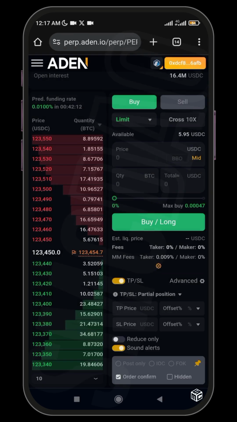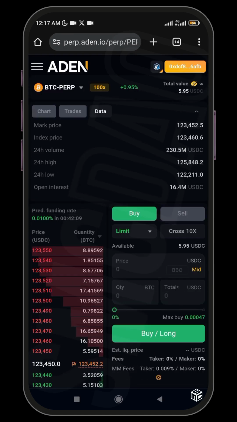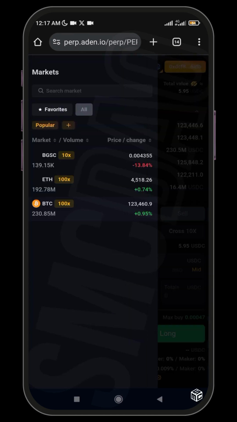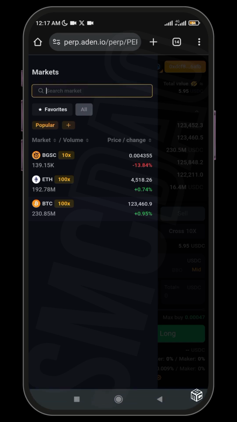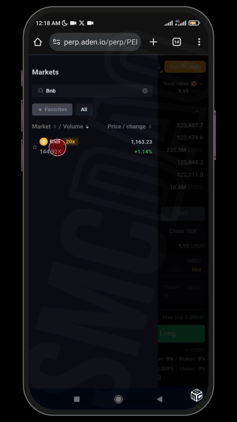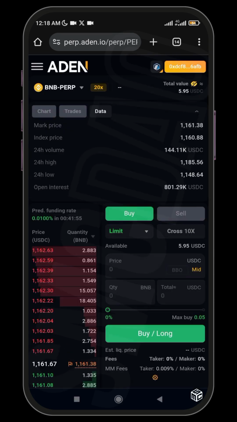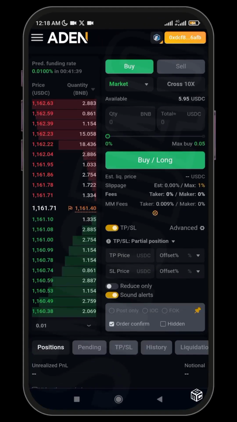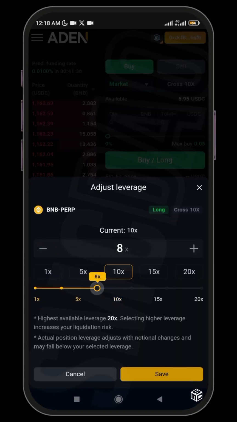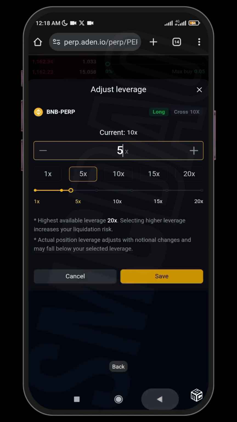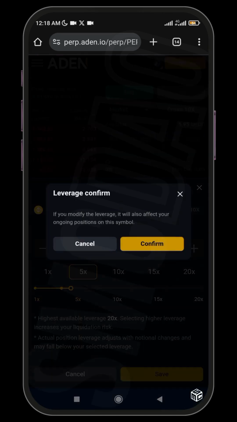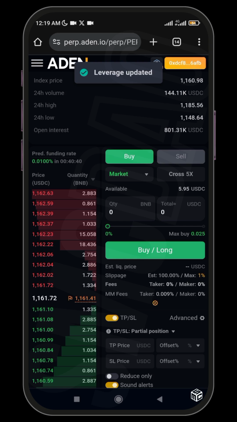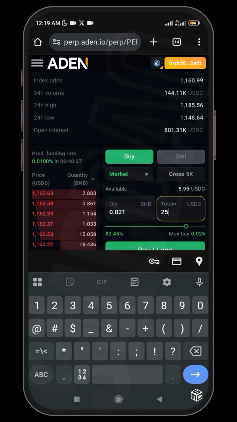Now let's quickly open a Perp position on BNB. So we click on the pair and change it to BNB. Just tap on it. The highest leverage of BNB on Aden is 20x. We'll be using market order and a fair leverage of 5x. Let's change our leverage to 5x. Then click on save. Confirm. So that makes our total margin about $29. I'll open a trade with part of my balance. Let's say 25 USDC.